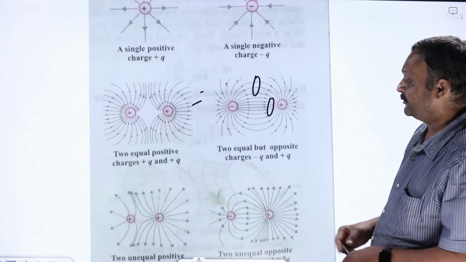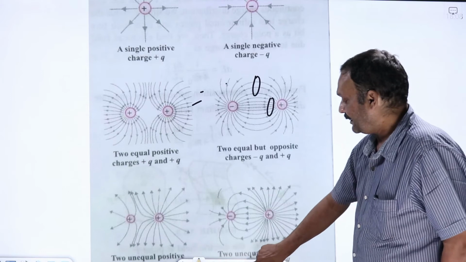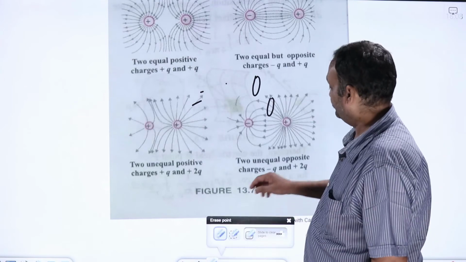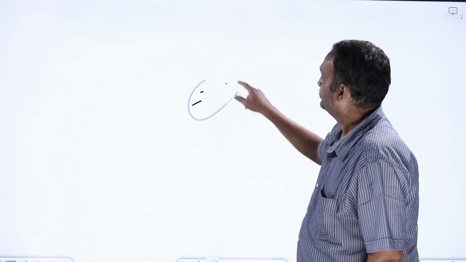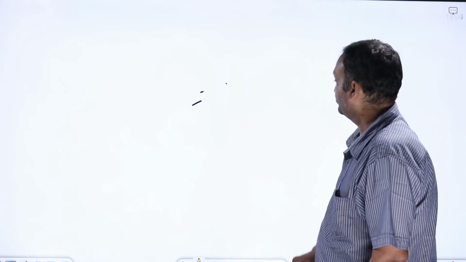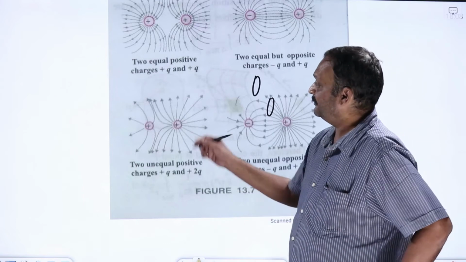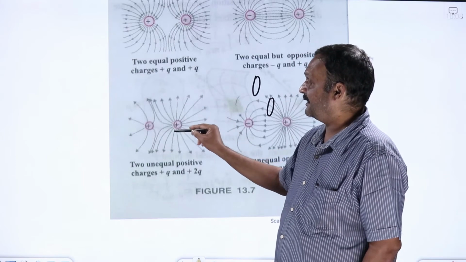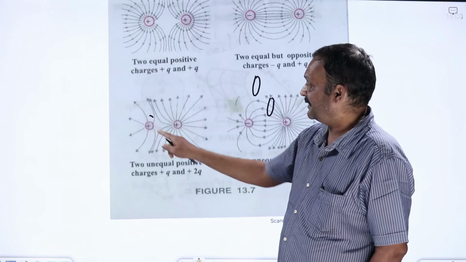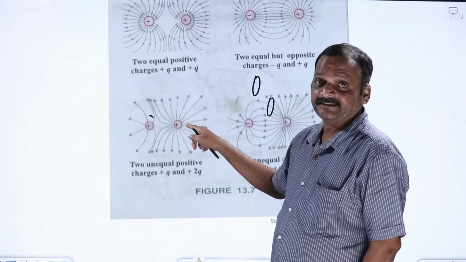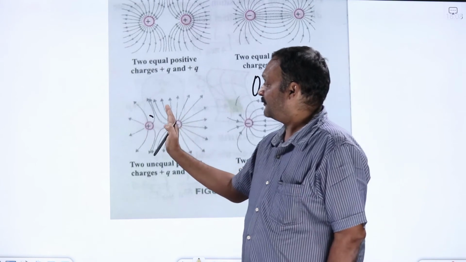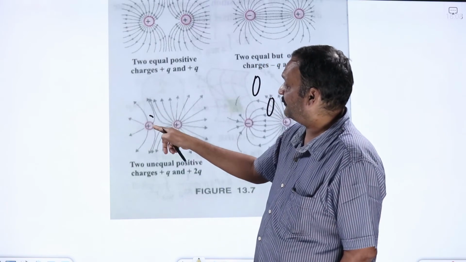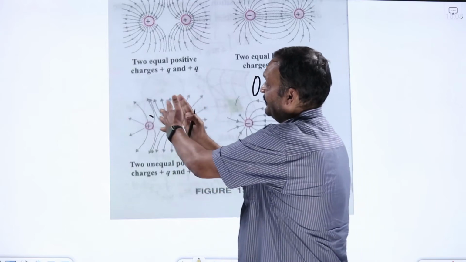Now, what happens if unequal positive charges are present? The situation will be like this. The lines of force coming from this plus q are fewer in number, so this has less magnitude, and this has more magnitude. Here it is given as plus q and plus 2q. Here also repulsion is there, but the lines will not intersect each other. The lines of force are getting repelled away from this charge, and these lines are getting repelled away from this positive charge. You can see the repulsion here.